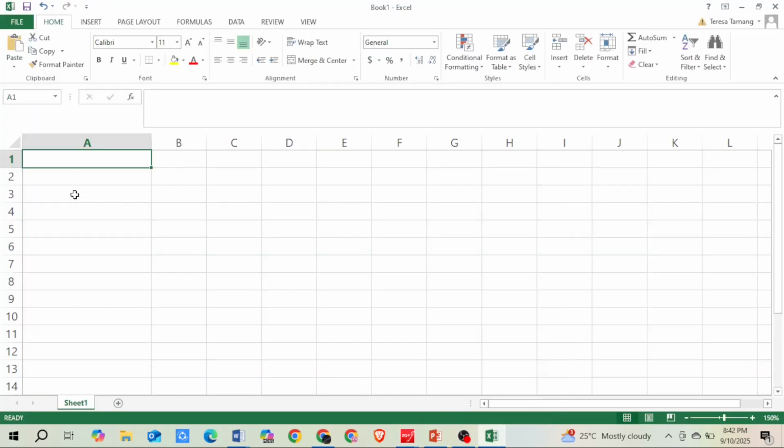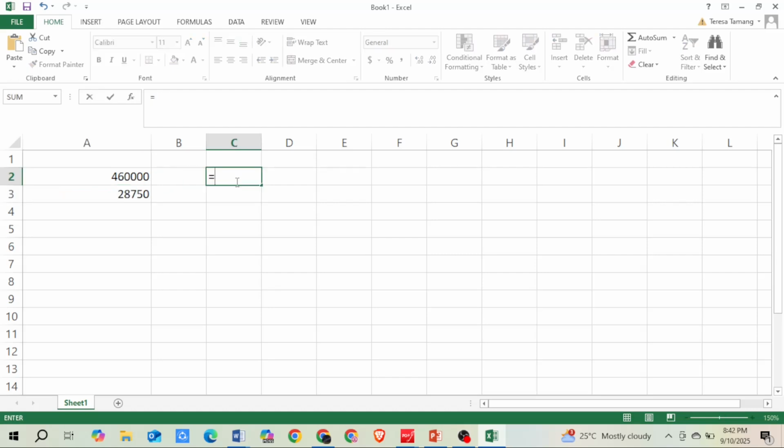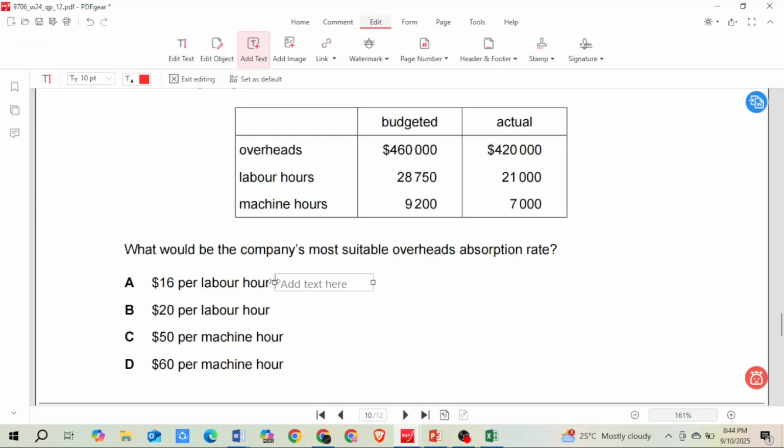So 460,000 should be divided by 28,750. Okay, so let's do that here. Overhead absorption rate, total overhead divided by total labor hour. So it's coming 16. So this is per labor hour. So if I use 1 hour of labor, then I'm paying $16, as per my budget. 16, answer A, option A.